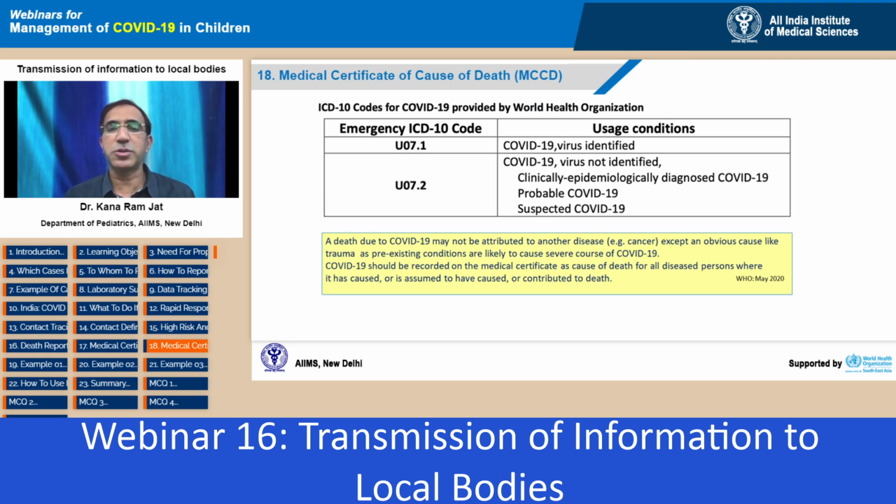These are ICD-10 codes provided by WHO for COVID. U07.1 is for confirmed COVID-19. U07.2 is for probable and suspected COVID-19. A death due to COVID-19 may not be attributed to another cause like cancer, except an obvious cause like trauma, as pre-existing conditions are likely to cause a severe course of COVID-19. COVID-19 should be recorded on the medical certificate as cause of death for all deceased persons, whether it has caused or is assumed to have caused or contributed to death.